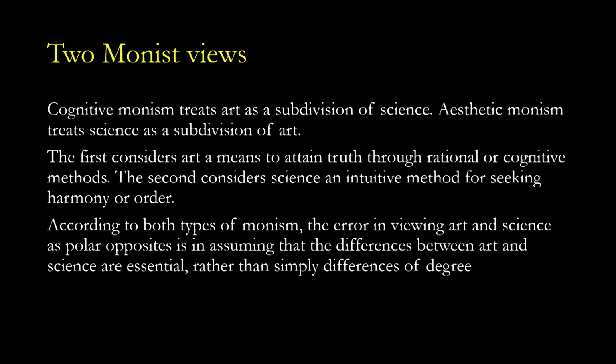The first considers art as a means to attain truth through rational or cognitive method. The second considers science as an intuitive method for seeking harmony or order. So, these two views actually try to subsume the other within their fold. According to both types of monoism, the error in viewing art and science as polar opposites is in assuming that the differences between art and science are essential rather than simply differences of degree. So, the essential similarity between these two views is that the difference between art and science and technology is in degree. It is not that they are essentially or intrinsically different.